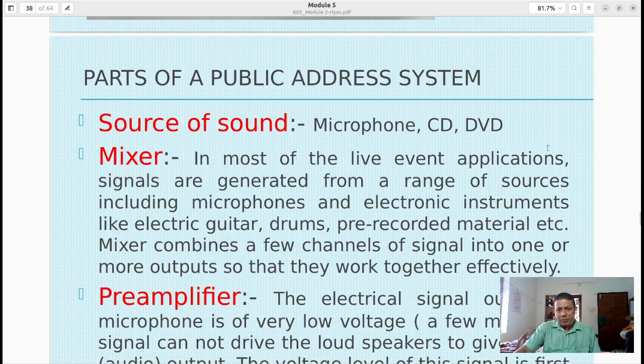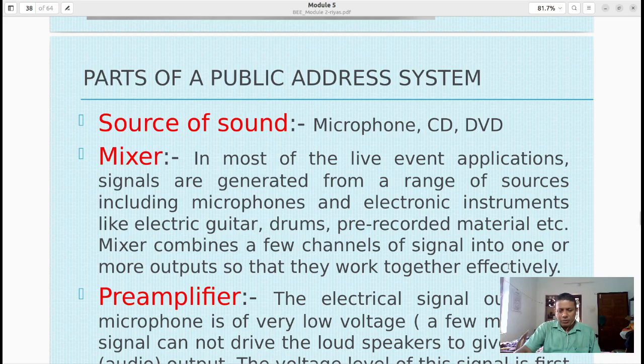In most live event applications, signals are generated from a range of sources. A range of sources means different musical instruments, Karaoke, etc., including microphones and electronic instruments like electronic guitar, drums, pre-coded material. A mixer combines a few channels of a signal into one or more outputs so that they work together effectively. That is, the mixer combines all these outputs of different channels into one, so these things will come out as a single output from a mixer.